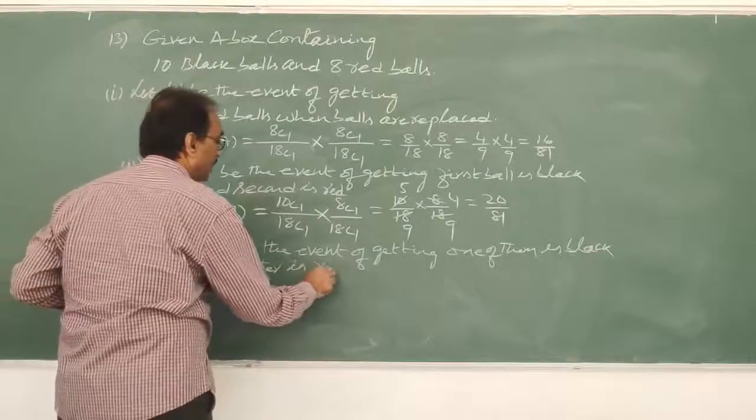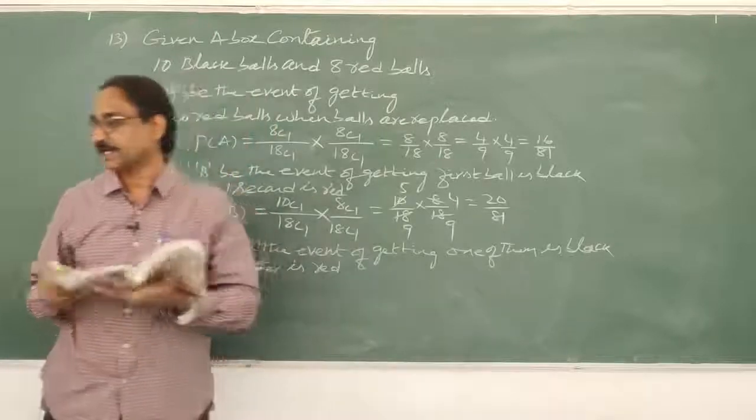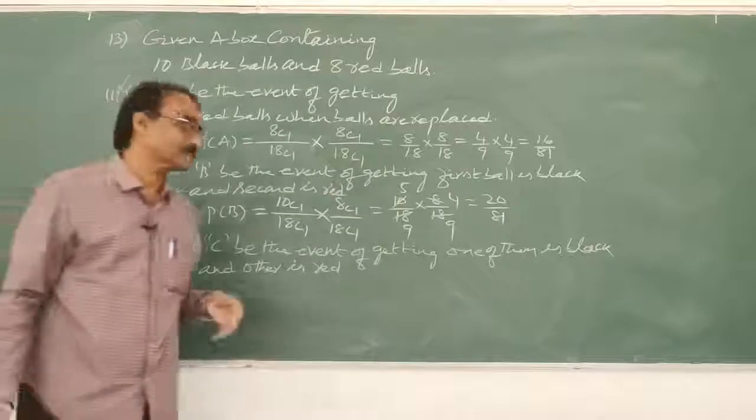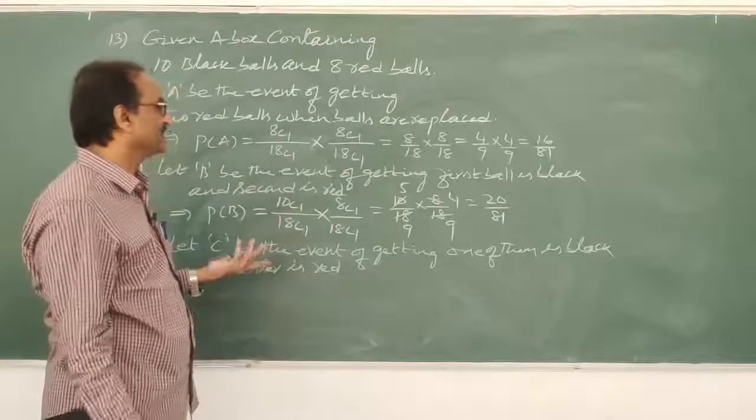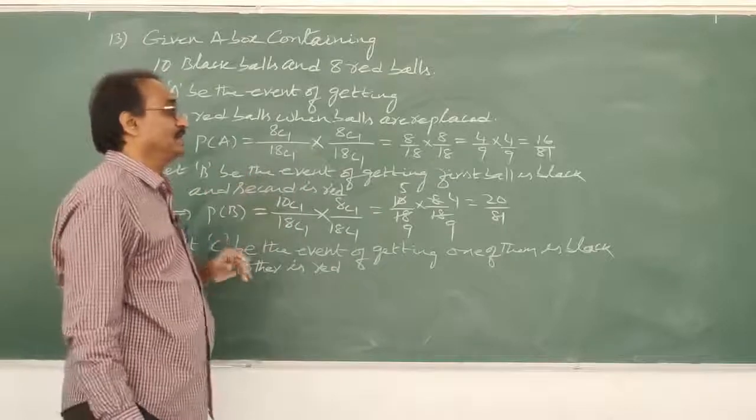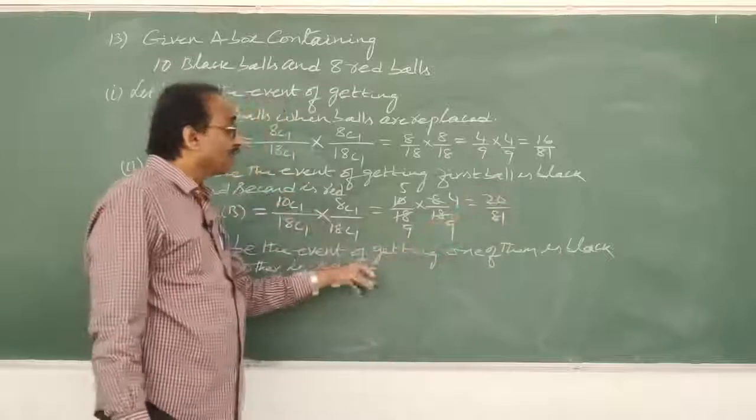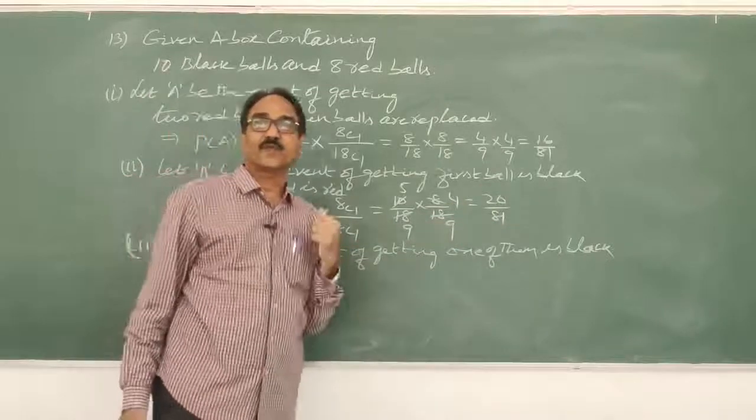And the other is red. One of them is black and the other is red. Now you see. Sir, what is the difference? Here also black and red, here also black. Yes, see. Here he said the first ball is black. Here he is saying one of them is black. One of them is black means what?